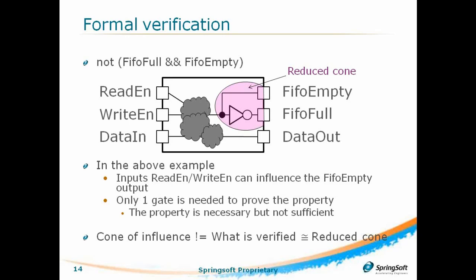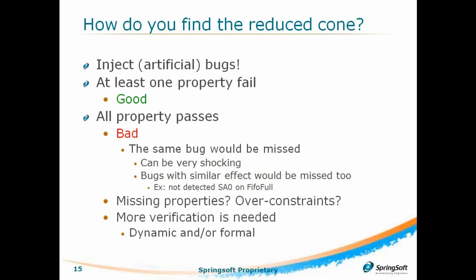Maybe surprising is that there is a difference between the cone of influence and what is verified. Let's consider that what is verified is more or less equal to the reduced cone. I say more or less because I don't think it's even completely true. In this case, this is somewhat verified, but it's still buggy, so I cannot say that it's fully verified. So how to find the reduced cone?